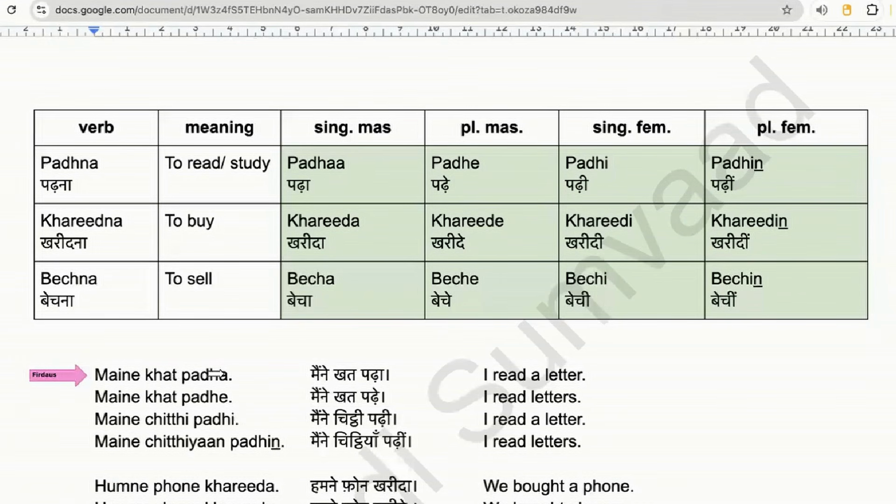मैंने खत पढ़ा, मैंने खत पढ़े, मैंने चिट्ठी पढ़ी, मैंने चिट्ठियां पढ़ी. Now that you have understood where to add मैंने, also understand that मैंने sentences have object verb agreement. Matlab, as soon as you add this मैंने, then the verb does not agree with मैंने.